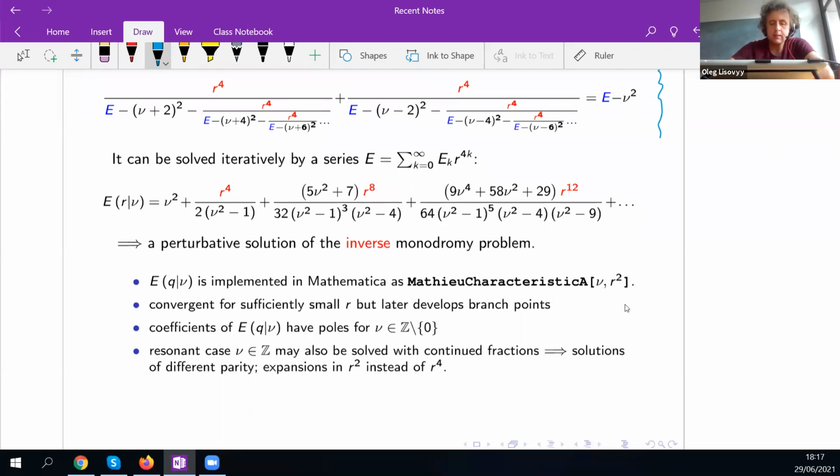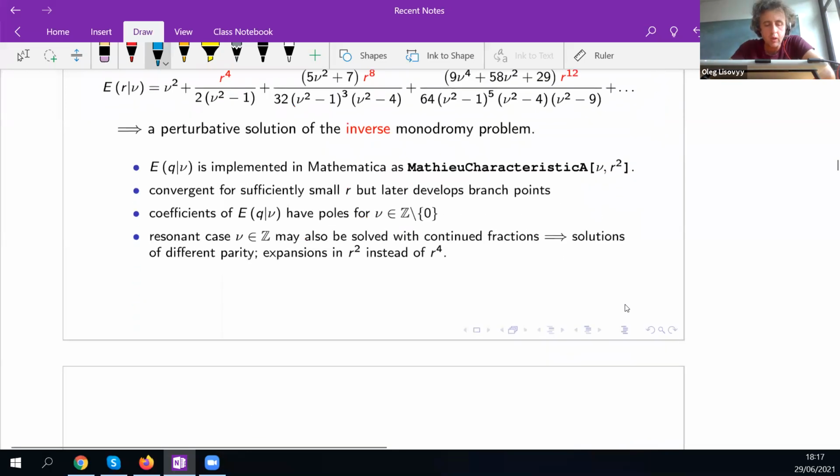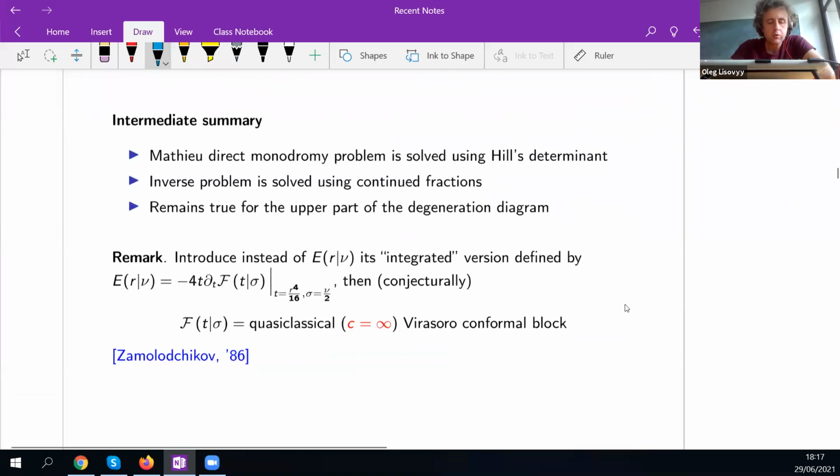In the resonant case, the continued fraction method can still be adopted, but the answer will have a rather different form. The expansion is reorganized. So in particular, instead of having a series in powers of r to the fourth, you will have a series in powers of r squared. Okay, so this is a summary for Mathieu.